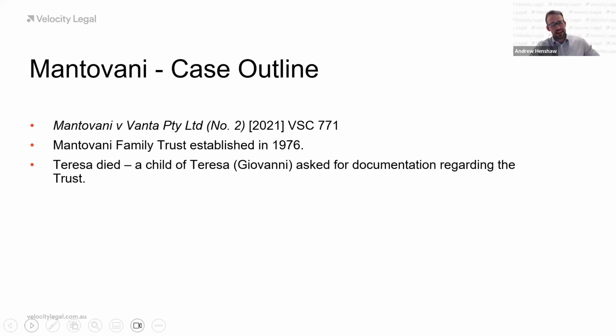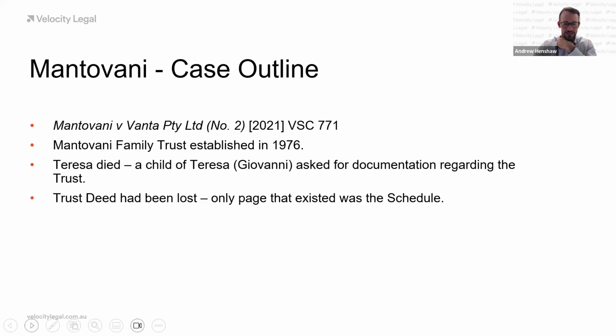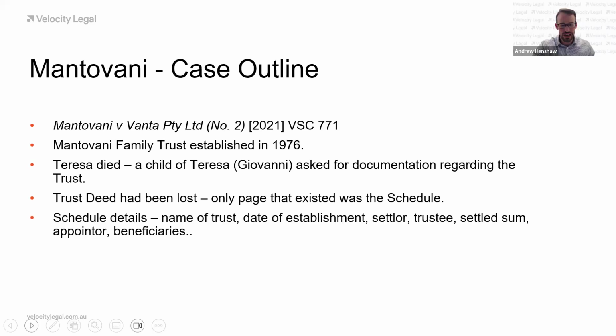So Teresa died, and a child of Teresa Giovanni asked for documentation regarding the trust, asked for a copy of the trust deed. And at that point, it so transpired that the trust deed had been lost. But there was something that existed. The schedule still existed. That schedule had the name of the trust, the date of the establishment, the settlor, the trustee, the settled sum, pointers, beneficiary, all that stuff.